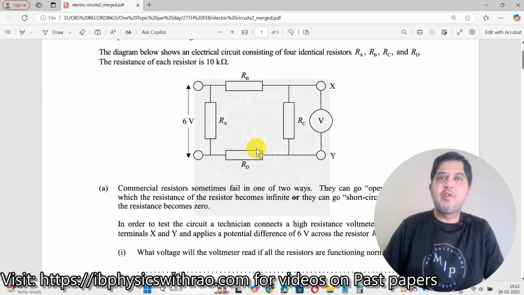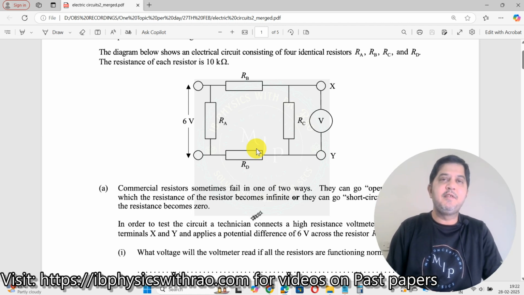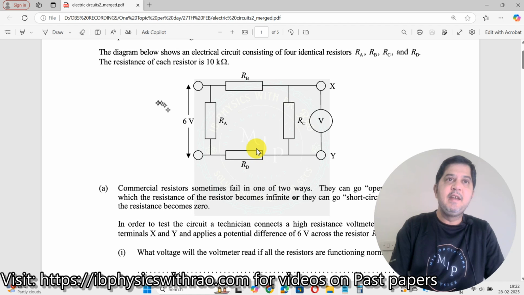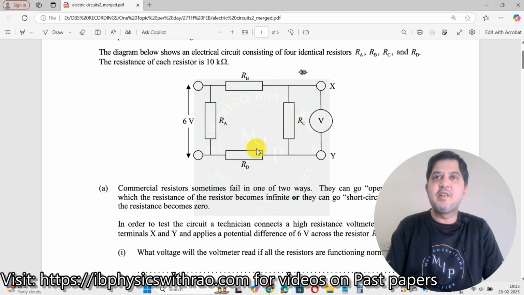So the first question is about testing an electrical circuit. This is a very interesting problem which relates to what happens when resistors are shorted or open circuited, and it gives you the fundamental ideas about how to start analyzing a circuit. The diagram below shows an electrical circuit consisting of four identical resistors RA, RB, RC and RD. There's a voltmeter connected here.